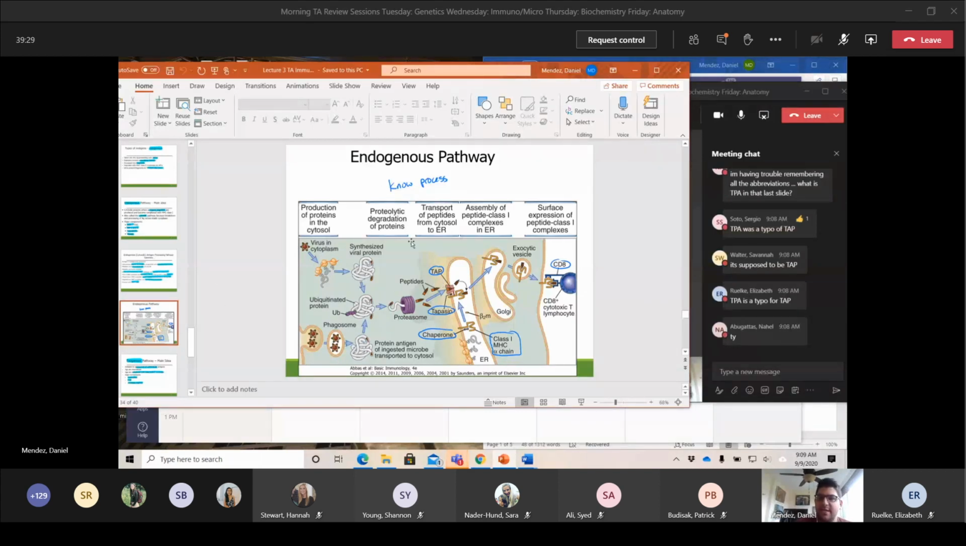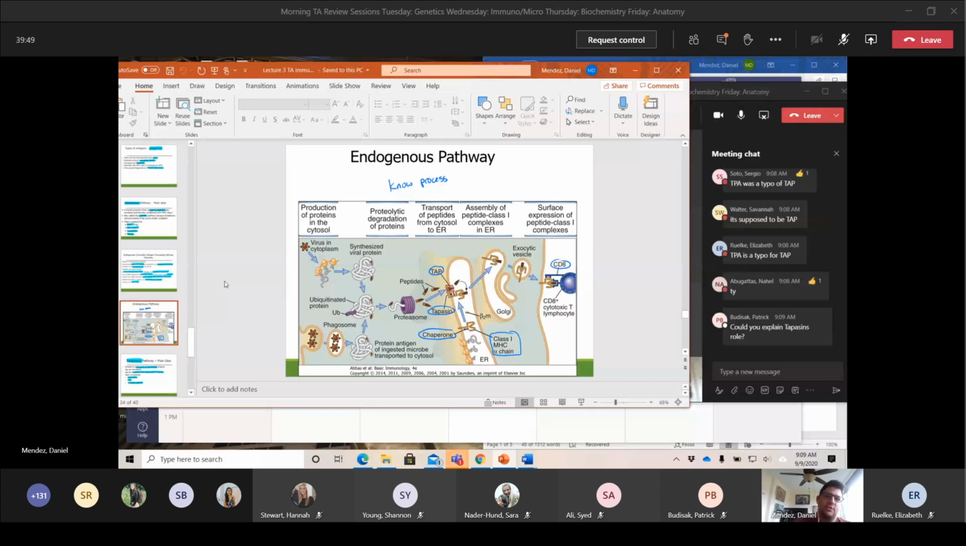So like I said, make sure you know the process. Our two big players here, TAP and tapasin. It's also important to note that the class 1 MHC is made in the endoplasmic reticulum before it is then expressed on the cell surface. So know TAP, tapasin, know that MHC class 1 is made in the ER and then all expressed on the surface. And then you should know that the endogenous pathway is activating our CD8. So it's activating cytotoxicity, so cell death.